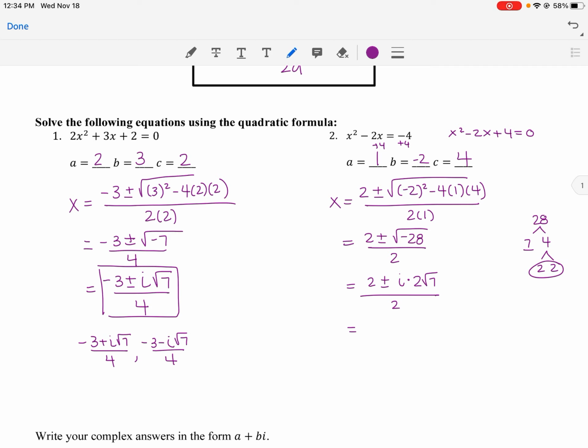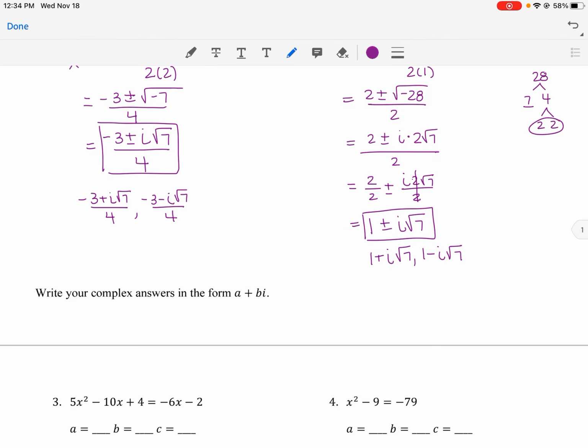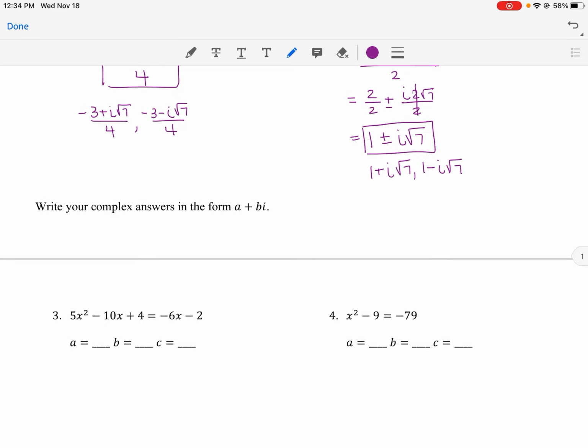Remember, we broke it down into two parts. We did 2 divided by 2 plus or minus i times 2 square roots of 7 divided by 2. So the 2s cancel, and then 2 divided by 2 is 1. So you'd have 1 plus or minus i square root of 7. So remember that means 1 plus i square root of 7 and 1 minus i square root of 7. So that's what it says when it says write your answers in complex form a plus bi. That's what they want, the real part and then the imaginary part like we just did there.